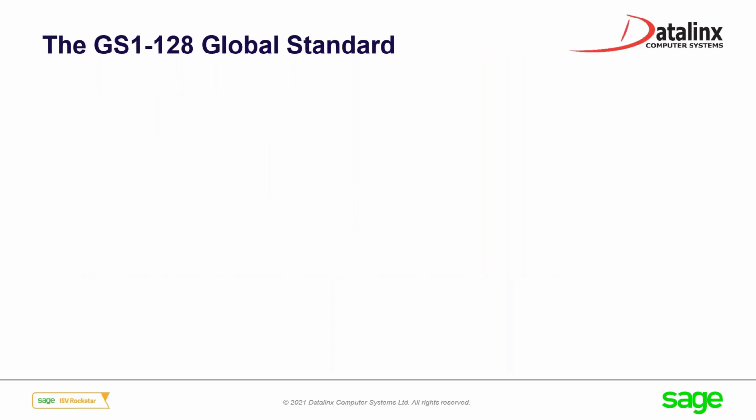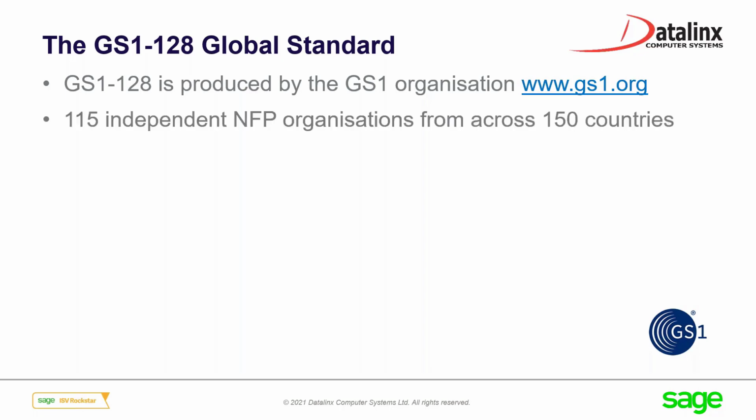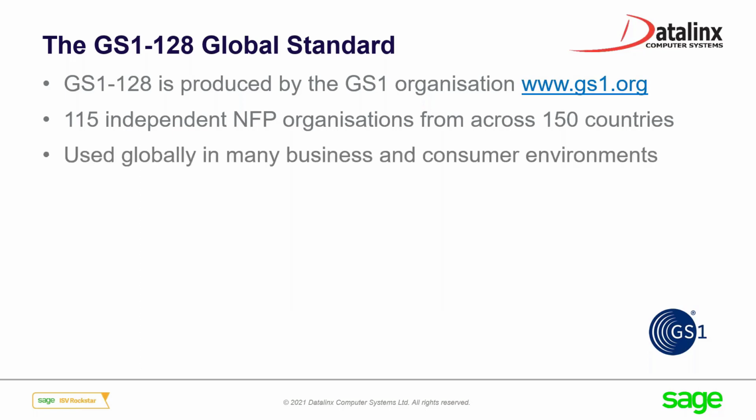So before we start any live demonstrations, let's take a quick look at the GS1 standard. GS1 is a global barcode standard which is produced by the GS1 organization. It's made up of 115 not-for-profit regional operations operating across 150 countries worldwide. And GS1 standards now play their part around the world and around the clock for scanning supermarket groceries or buying products online through marketplaces like Amazon and eBay to locating equipment in a hospital quickly enough to save someone's life.